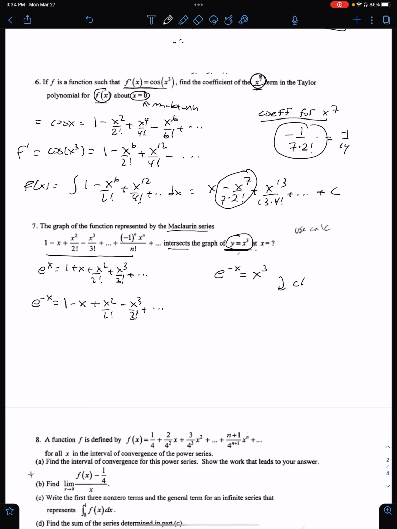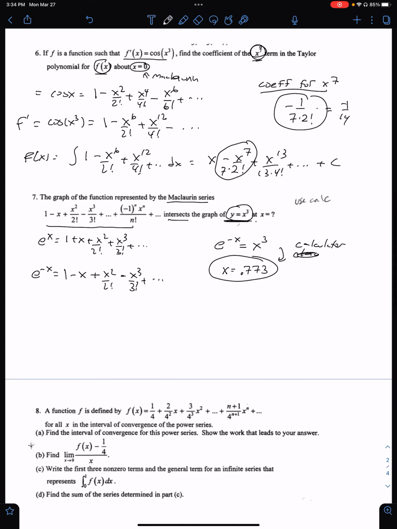Well, you would have to do this on a calculator. So to do this one, you just solve it, y1, y2, and you get 0.773. And that's where they meet up at. Very easy. All right, so let's take a look at some AP questions here.